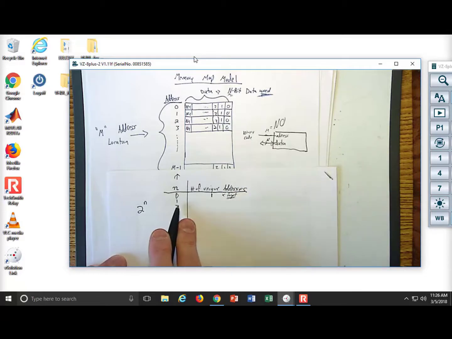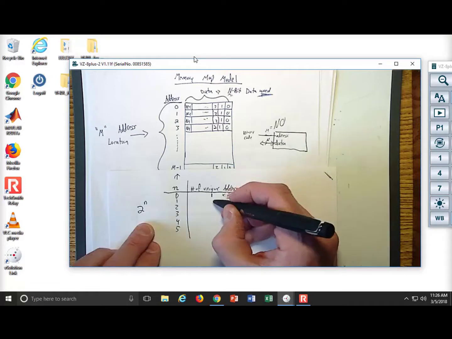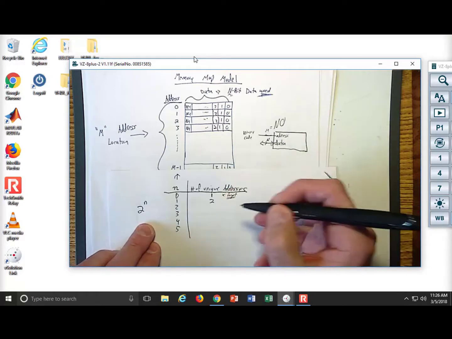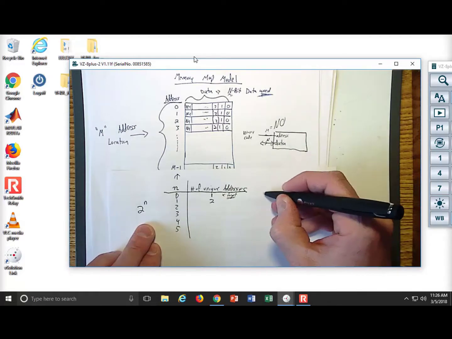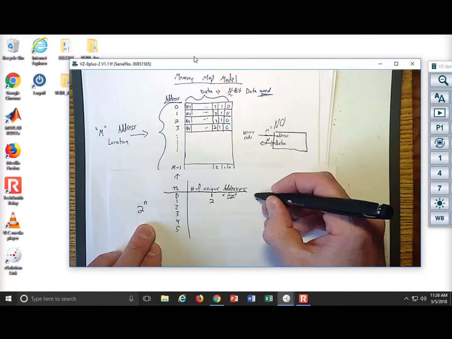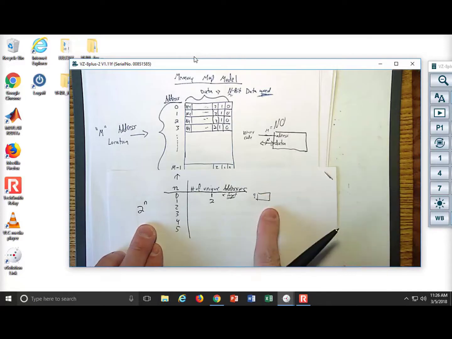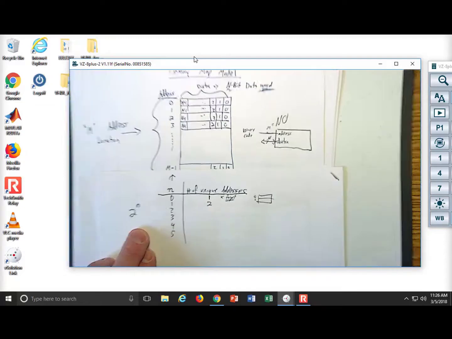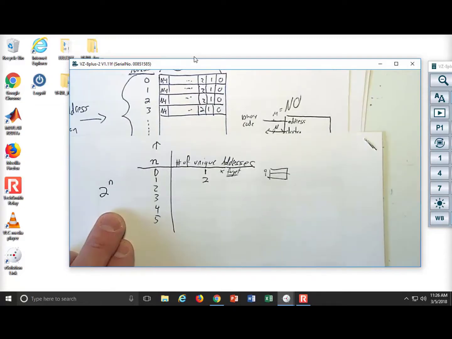If I had 1 bit, how many unique addresses would I have? 2. Okay, that's pretty cool. So my addresses would basically be, I'd have a memory system that looked like this, and I'd have 0 and 1 as the 2 addresses that popped in there. Okay? Well, let's keep this going since it's so fun.